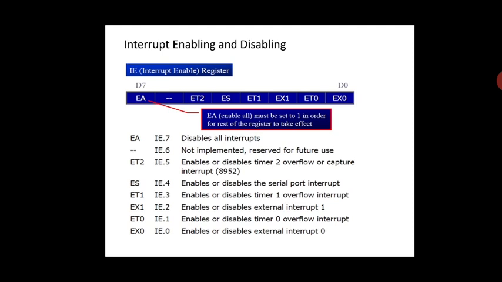EX1 enables or disables external interrupt 1. ET0 enables or disables the timer 0 overflow interrupt. I hope you can recall there are two timers, timer 1 and timer 0, enabled and disabled through ET1 and ET0. EX1 enables or disables the external interrupt. ET1 and ET0 are for overflow, and for external interrupts we use EX1 and EX0.